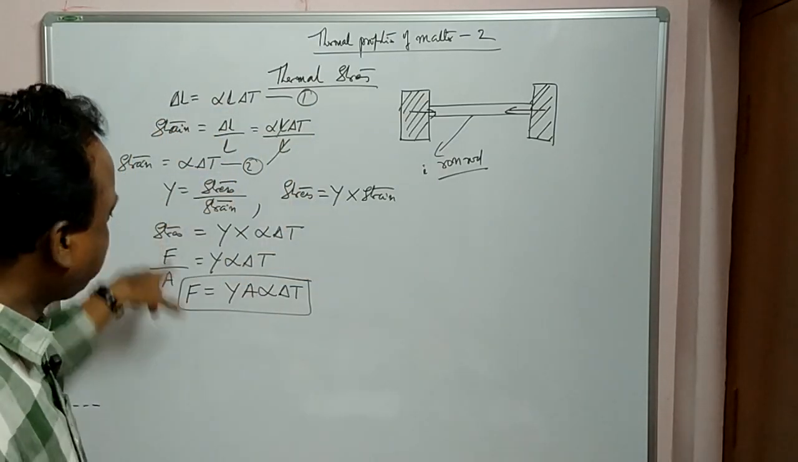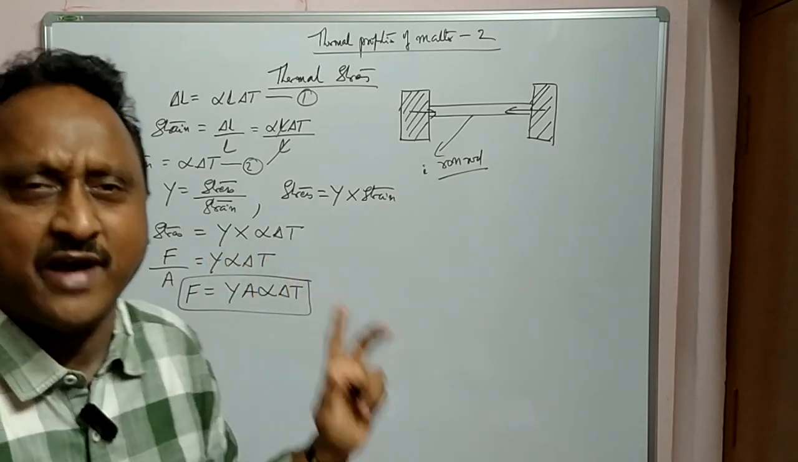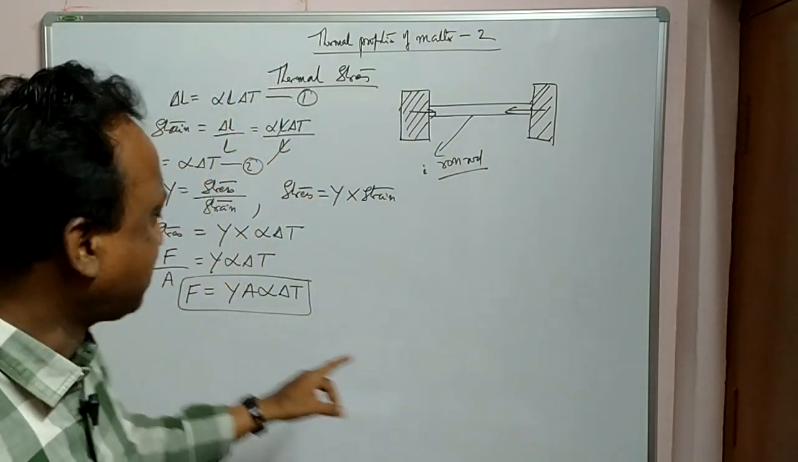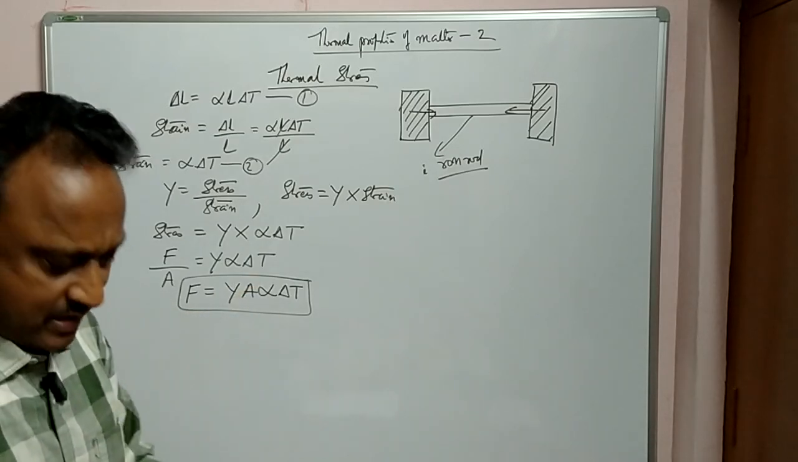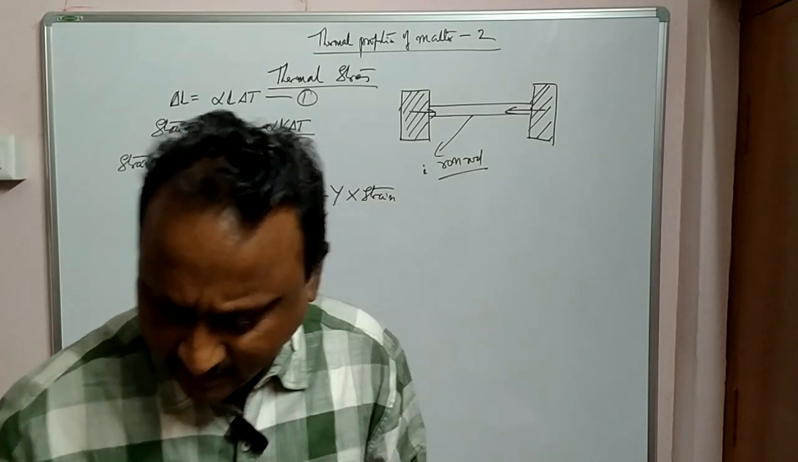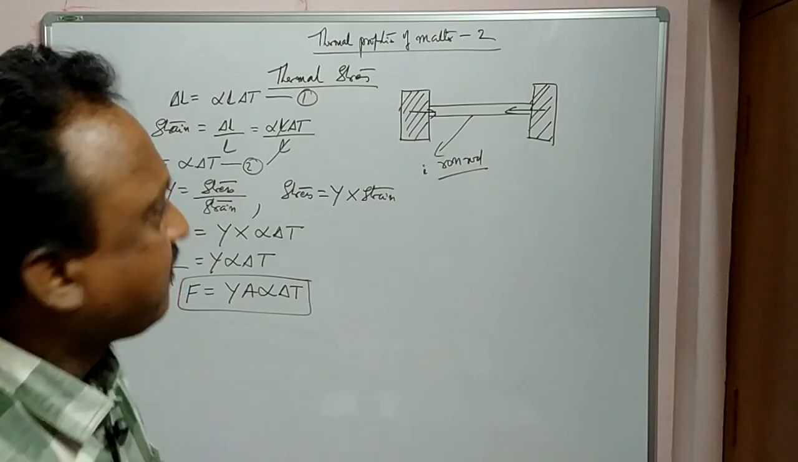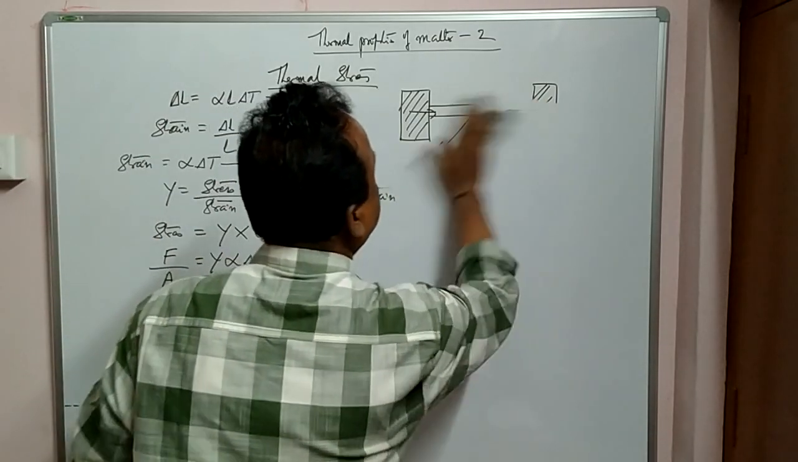The values will be given, the main thing is you have to apply the values here. Simple formula to solve. So force is equal to Y A alpha delta T. Clear? Any doubts? Okay. Now let us go to the next one.